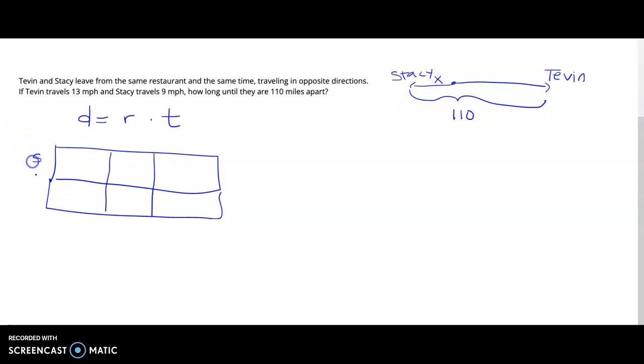Okay, let's go ahead and label these. We'll call Stacy's distance x, and so then we can call Tevin's distance whatever is left over. And so that'll just be 110 minus that x. So for Stacy for the distance, we'll put x. For Tevin, it's just whatever is left over, so 110 minus whatever Stacy traveled, or x. Now we know Stacy traveled 9 miles per hour and Tevin traveled 13 miles per hour.